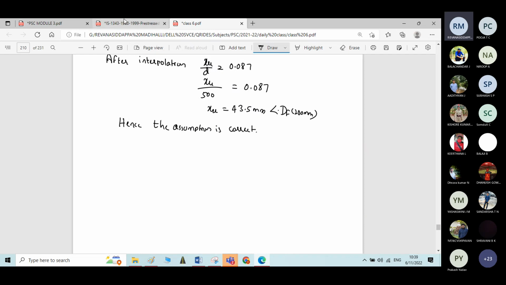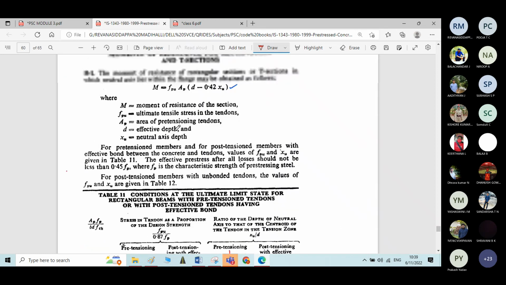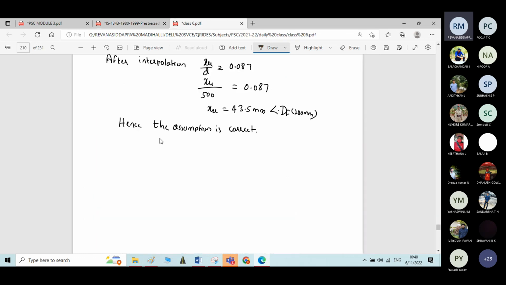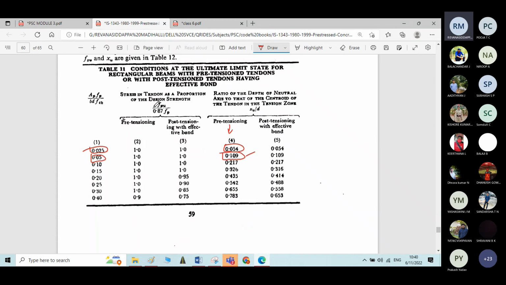Now, if the depth of neutral axis lies within the flange, the same formula we have to utilize, the formula which is there in the code book. If it is lying in the web, we have to use the formula from the previous problem. Therefore, from page number 59, one more data we have to find now, the FPU value.